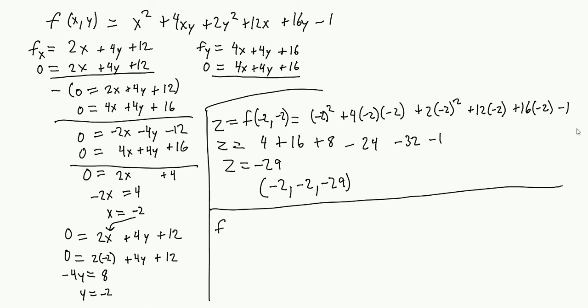So let's see, f sub double x. I'm looking back at f sub x right here: 2x plus 4y plus 12. The derivative with respect to x would be 2. F sub xy, again looking at f sub x, the derivative of 2x plus 4y plus 12 with respect to y would be 4. And f sub double y, so I need to look at f sub y back up here: 4x plus 4y plus 16, derivative with respect to y is 4.